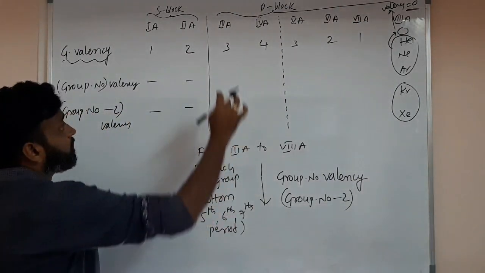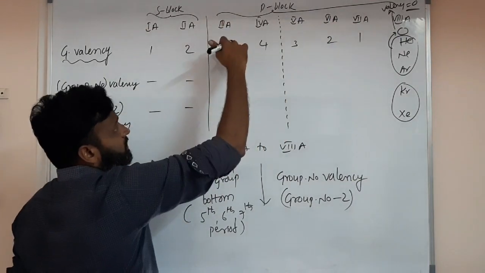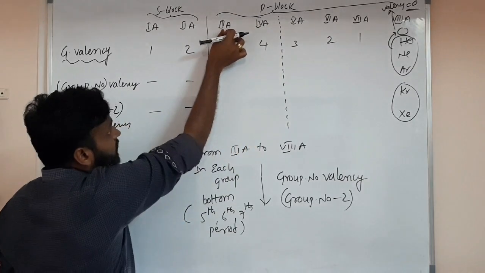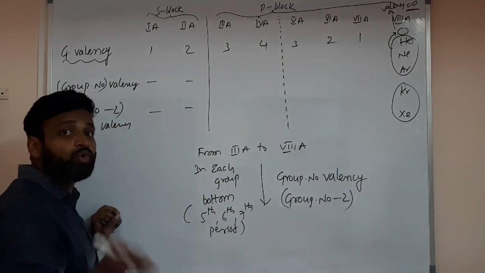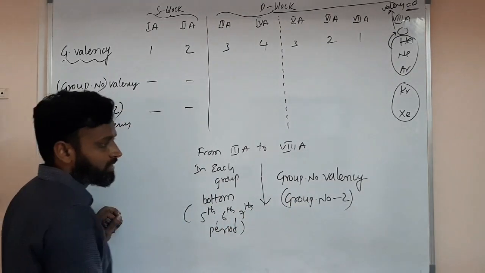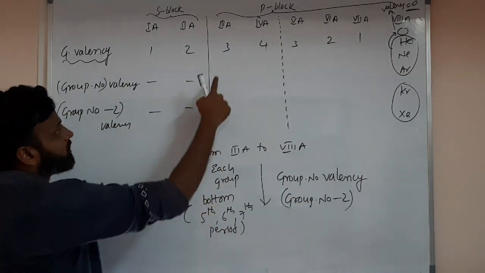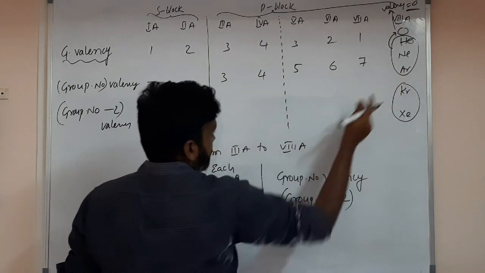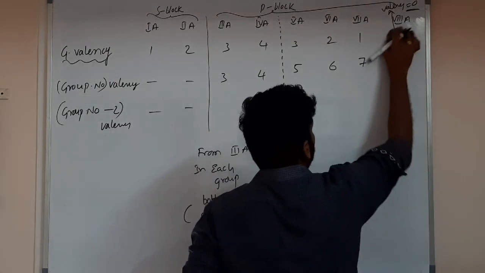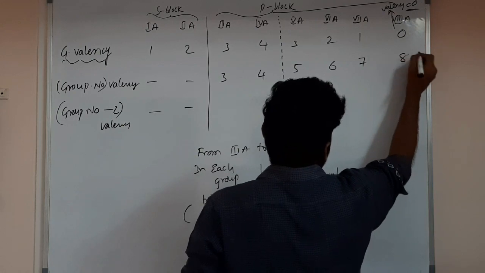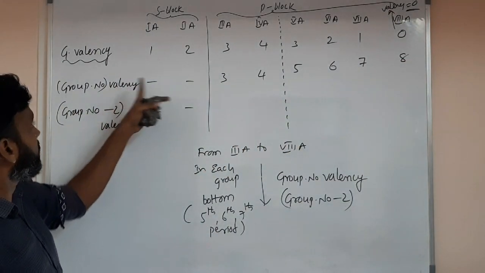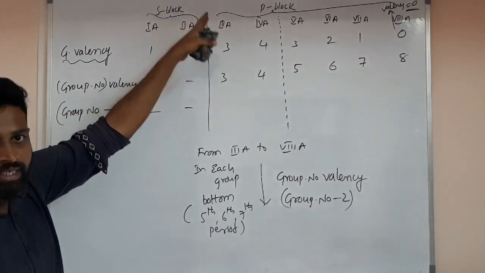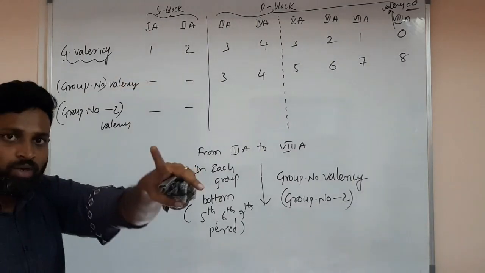But from 3rd A to 8th A, top elements exhibit the general valencies. But the bottom of each and every group, so in 3rd A, the bottom elements exhibit 2 more valencies: group number valency and group number minus 2 valency. So what is the group number valency for these? It means 3, 4, 5, 6, 7 and here 0 and here 8.